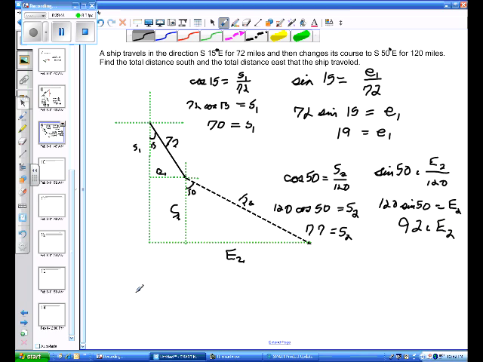So for the distance south, we want to add S sub 1 plus S sub 2. So we're 147 miles south. For the east, we're 19 plus 92, which is 111 miles east of where we started.